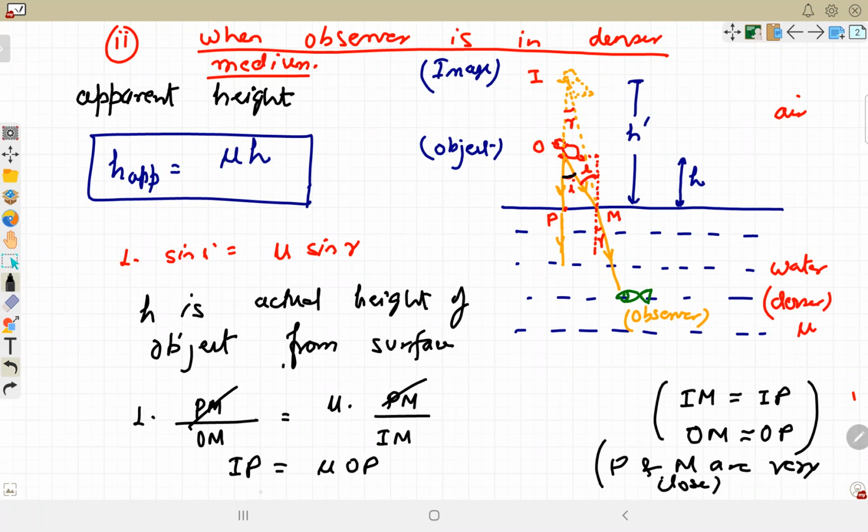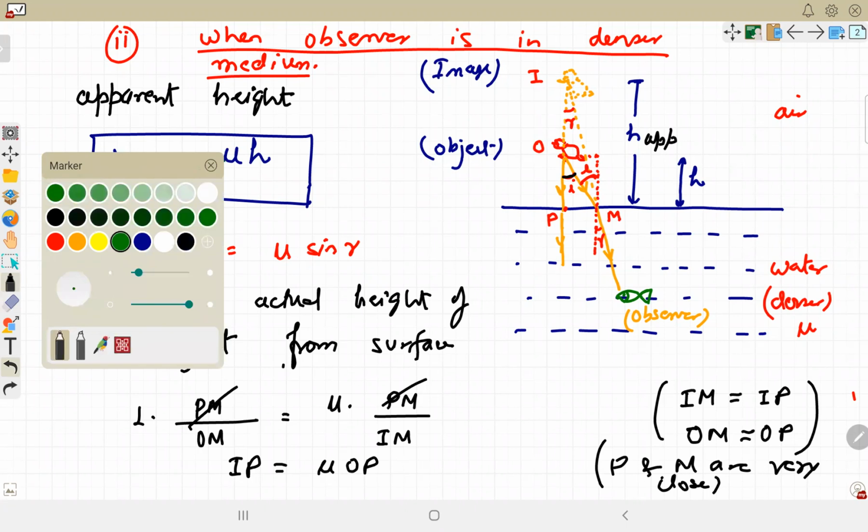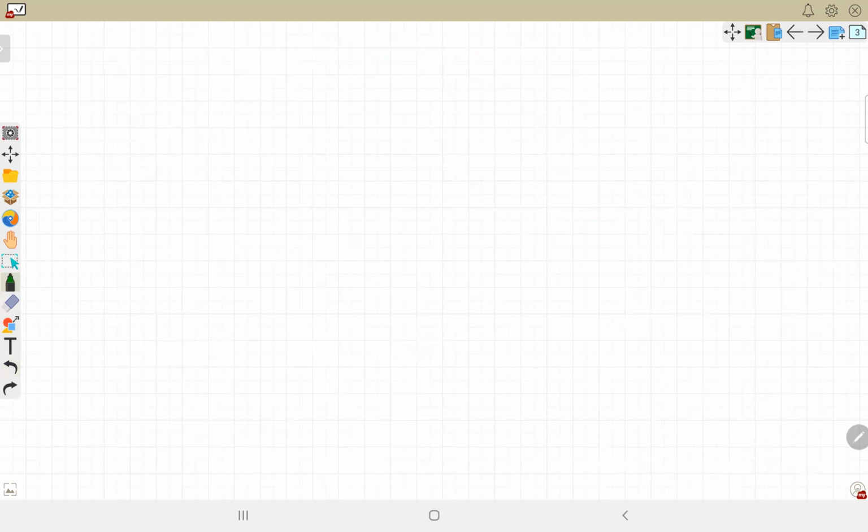IP is that h dash or h apparent. The apparent height of the bird's position that will be observed by the fish is mu times the actual height. h apparent will be mu times real height.